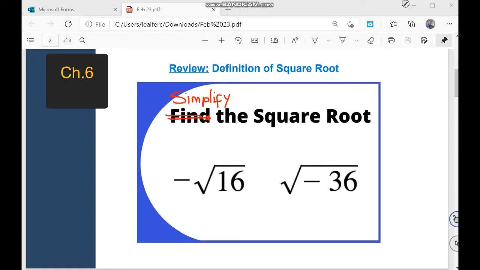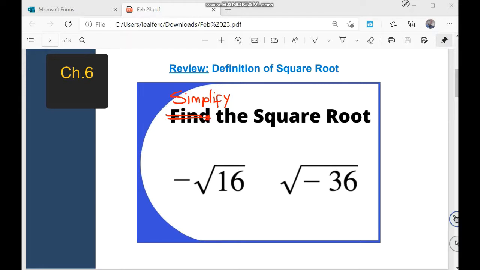Because the square roots, they are here. You don't need to find them. I'm showing the square roots to you. You just need to simplify what you see on the screen. Simplify. And one situation, we have negative square root of 16.